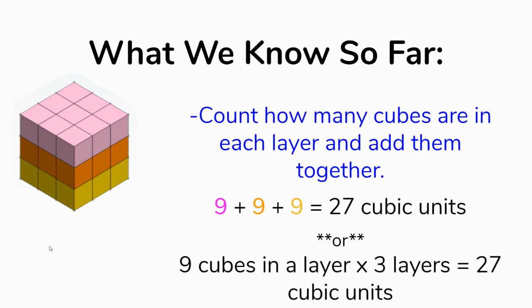you can count how many cubes are in each layer and add them together. So in this example, there are 9 cubes in each layer. If you add 9 plus 9 plus 9, you get 27 cubic units. Or you could do 9 cubes in a layer multiplied by 3 layers to get the 27 cubic units. That's a strategy that we've discussed already.